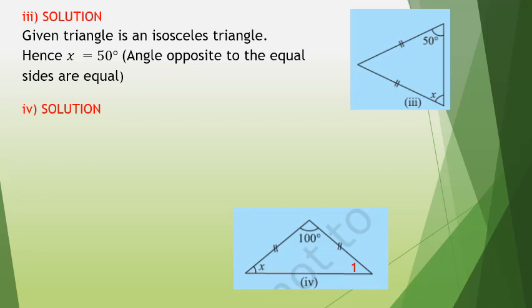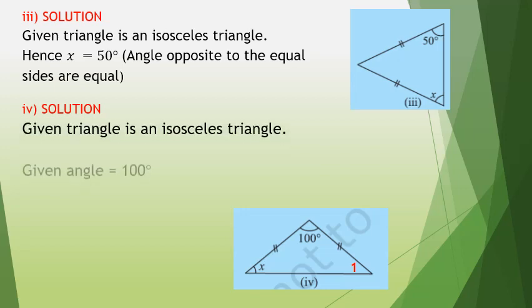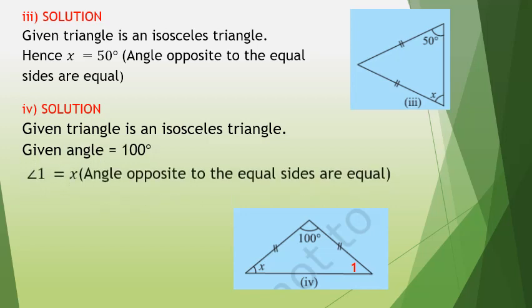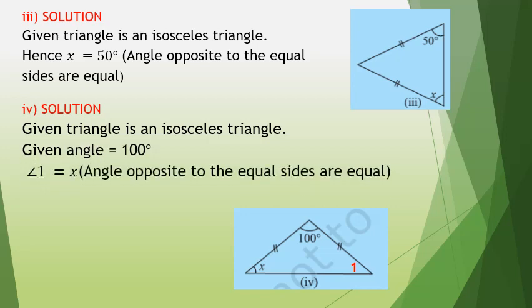Next we will go with question number 4. The two angles given are of measure 100 degree and x. Now look at the triangle and find the equal angles. Given here is an isosceles triangle, so the angles opposite to the equal sides are x and angle 1. Hence they are of equal measure. That is angle 1 equal to x. Angles opposite to the equal sides of an isosceles triangle are equal.